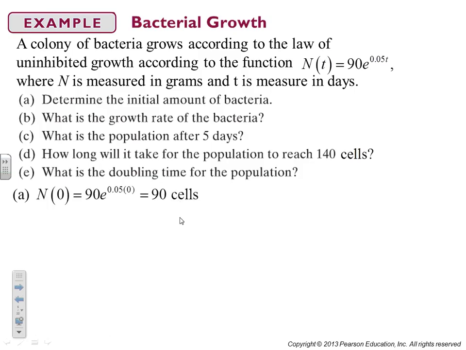All right, so when we plug in 0, it knocks this whole exponent to 0, and anything to the 0 power is 1, and it leaves us with just the 90 as our initial amount of bacteria, 90 cells. Our growth rate of bacteria is 0.05, which, remember, if they want it as a percentage, move the decimal place to the right 2 places, and you get 5%.